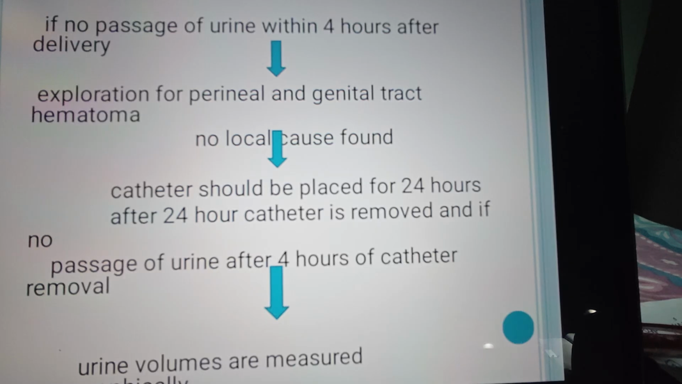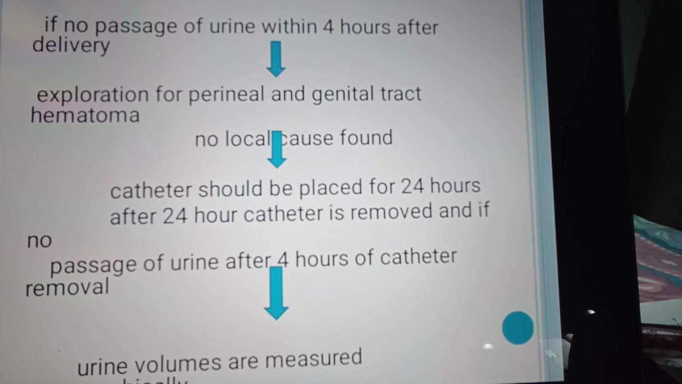So after ruling out the local causes, a catheter should be placed for 24 hours, and if there is no passage of urine 4 hours after catheter removal, after these 24 hours have passed, then urine volumes are measured sonographically.